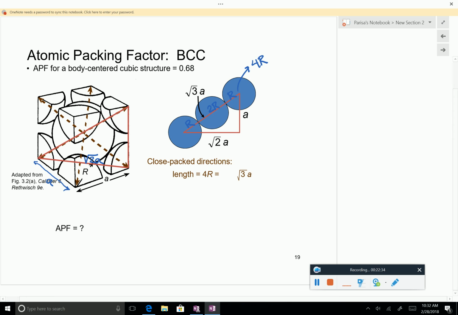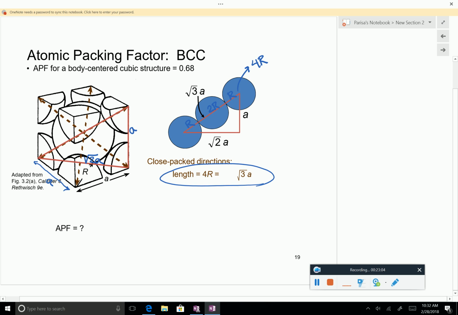You know. Okay. And then this is A, and kind of this triangle comes here. So here is square root of 2A, A. Then you have a square root of 3A. At the same time, this is equal to 4R, because those atoms are touching. So the relationship between A and R is then established.